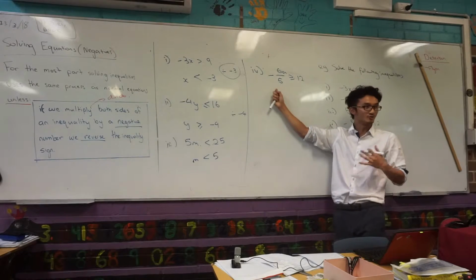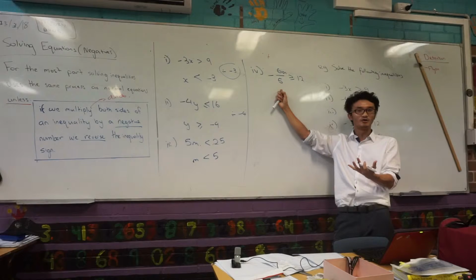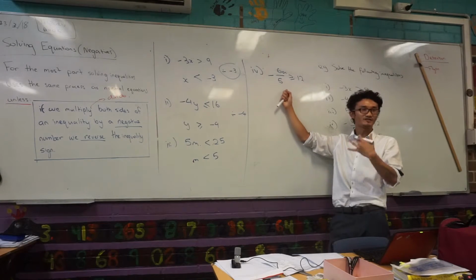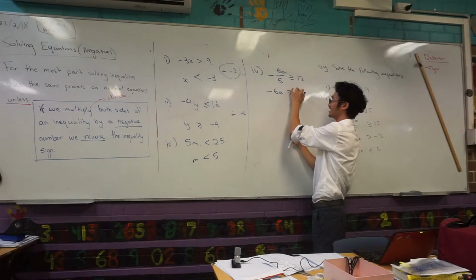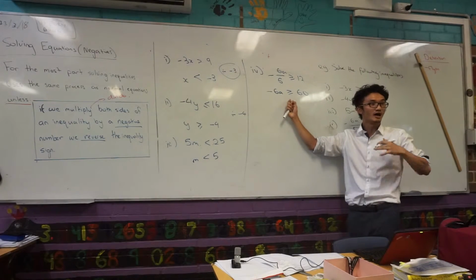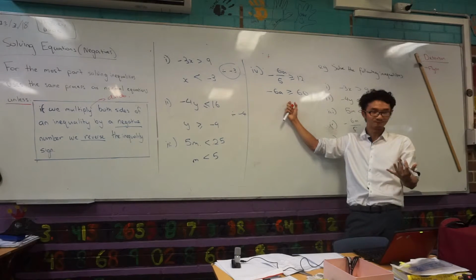So that's why I mean you have multiple options here. I'm just going to see that there's a 5 on the denominator, so I'm going to multiply both sides by 5 because it's an opposite operation. I get negative 6a is greater than or equal to 60. So here you notice that I multiplied by a positive number, so I'm not going to change the inequality symbol at all.